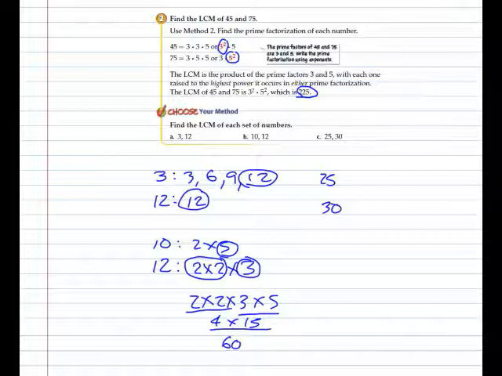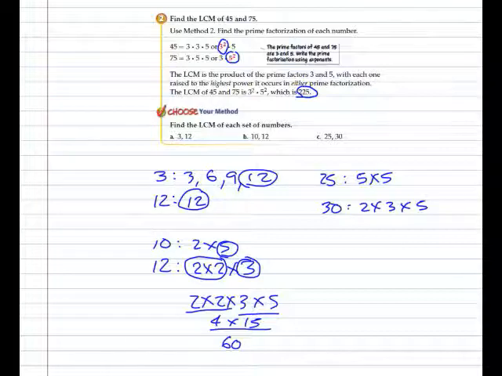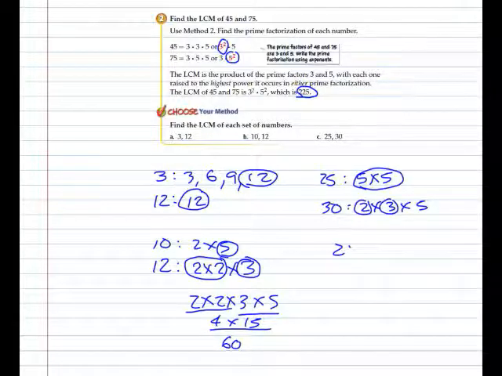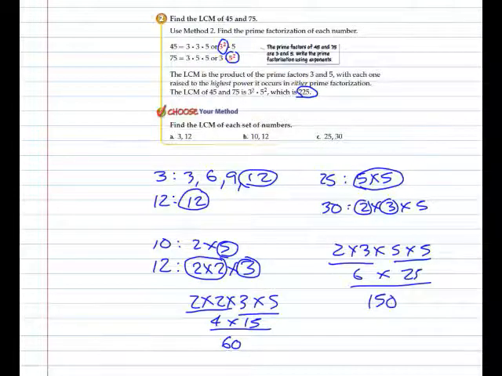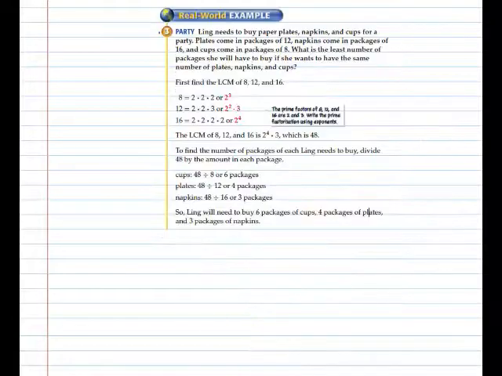25 and 30. Again, we'll do prime factorization. 25 is 5 times 5. 30 is 2 times 3 times 5. So both of these 5s, this 2 and this 3. So 2 times 3 times 5 times 5. 25 times 6 is 150, which is our least common multiple.